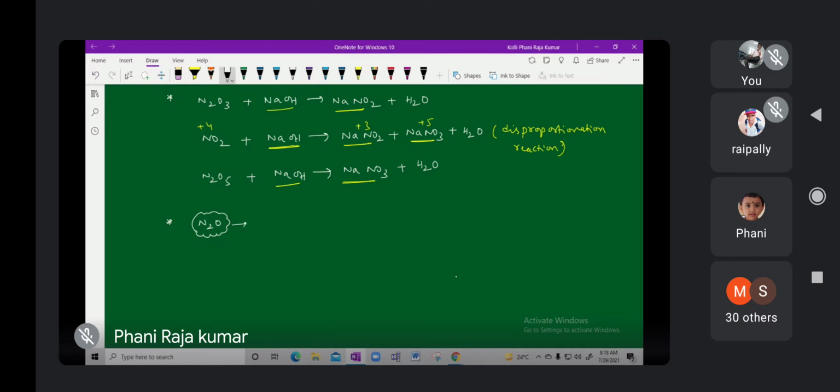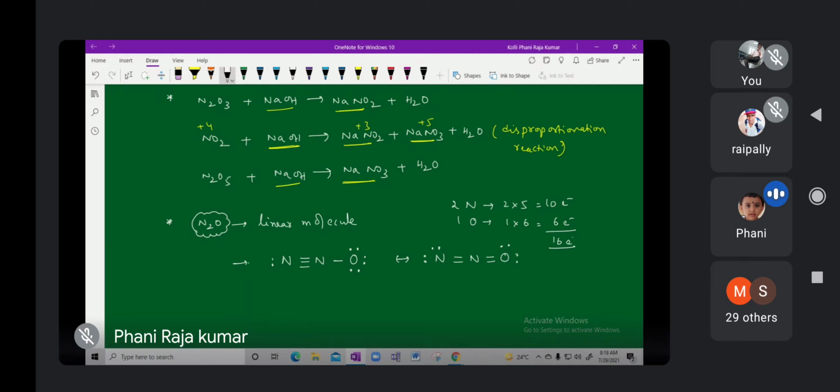N2O. It is a linear molecule. And this N2O has two nitrogens, one oxygen. 2 into 5, 10 electrons, 1 into 6, 6 electrons.